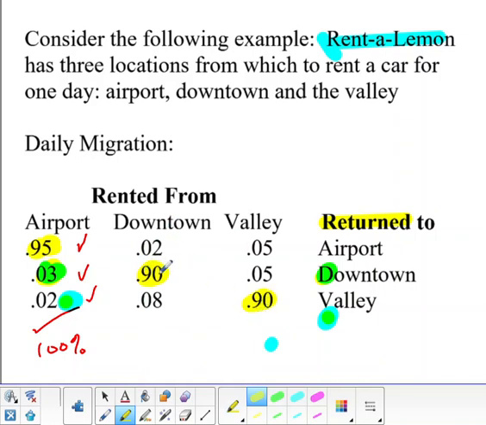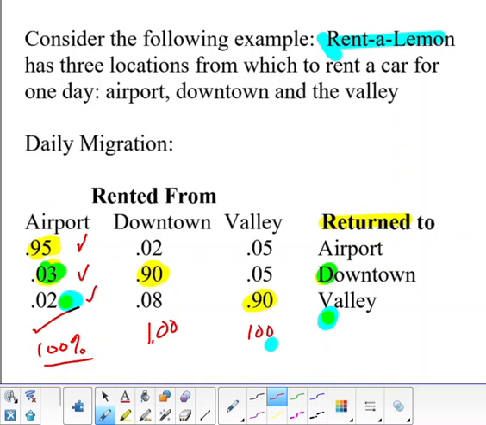So 90% of the people who rent it from downtown return to downtown. And we're going to use these probabilities, 100%. Make sure you write that as a decimal. So that adds up to 1, or obviously 100%: 0.9, 0.02, and 0.08, 0.005, 0.005, and 0.9 adds up to 100%, right? That is your quick fifth grade math review on percentages and writing them as decimals.